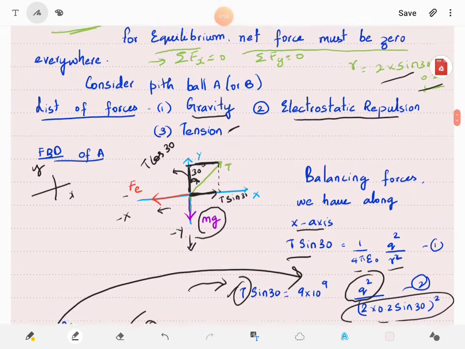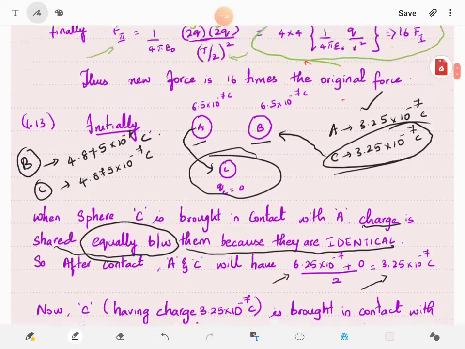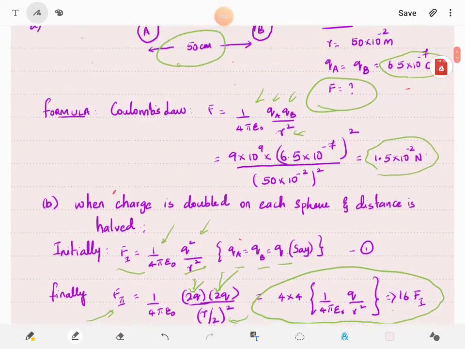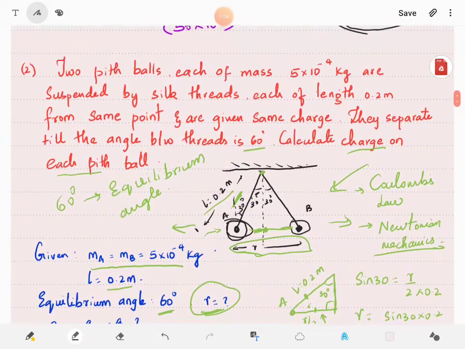So we have basically solved two types of problems as an illustration of Coulomb's law. The first one is the concept of charge sharing, and the second one is based upon pith balls, where we've used both Coulomb's law and Newton's laws to arrive at the solution.